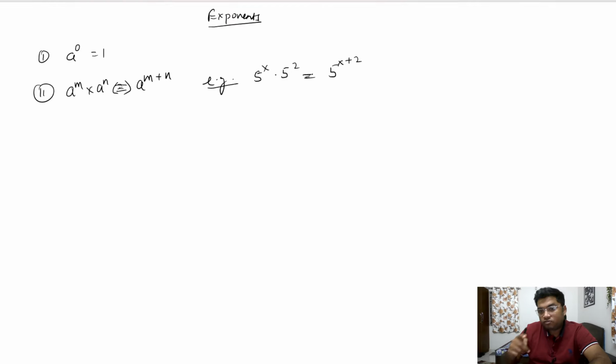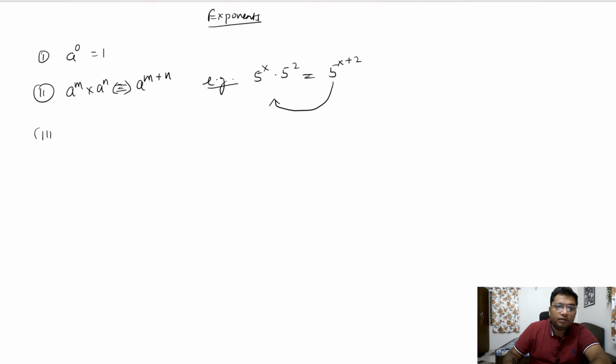But the questions will ask you 5 to the power x plus 2. So you should know that if 5 to the power x plus 2 is given in a question, I can also write it as 5 to the power x times 5 to the power 2. So the laws, be it exponents or any other law, it always works in both the directions. It's not a one-way traffic. You have to remember and you have to be flexible enough to know that 5 to the power x plus 2 can be written as 5 to the power x times 5 to the power 2.